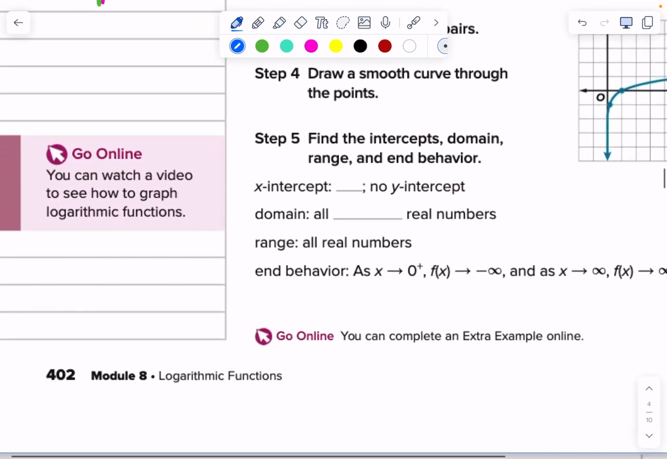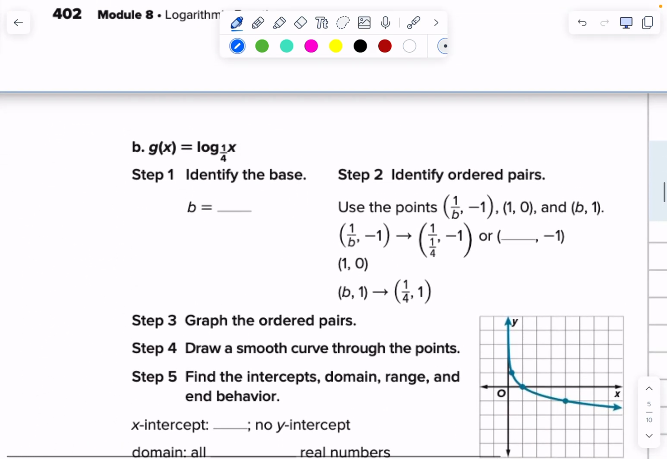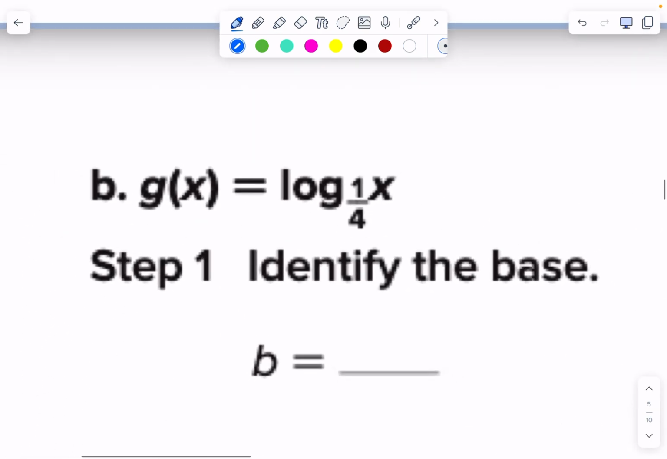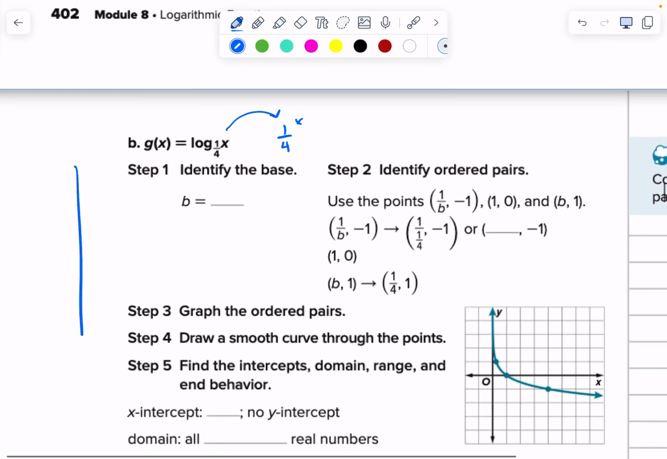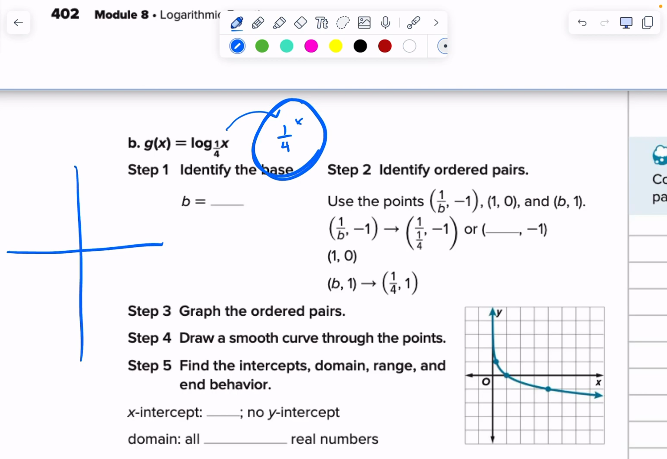Now let's talk about B. Do we have a B? Yeah, we have a B. This guy, ooh, log base 1/4. What is his exponential function? 1/4 to the x power. Okay, so if we go to graph 1/4 to the x power, first of all, this guy is what kind of function?